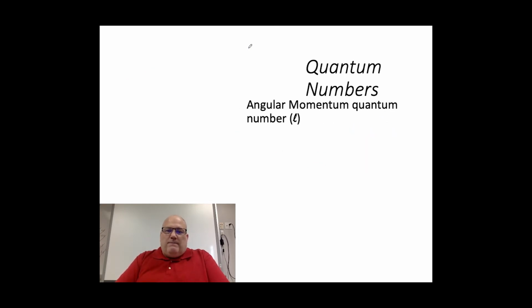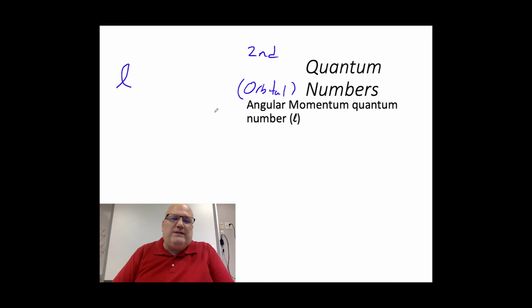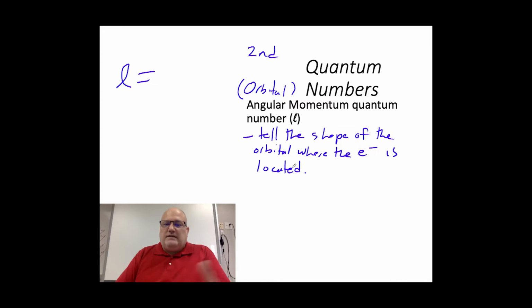The second quantum number is called the angular momentum quantum number, which is really a mouthful. So sometimes we kind of shortcut it and we call it the orbital quantum number. So you may get away with saying that. And the orbital quantum number, it also has a symbol that represents it, and it's this cursive L. So instead of saying the second quantum number, or the angular momentum quantum number, or the orbital quantum number, we can just say L equals. Now, what does the angular momentum quantum number tell us? It tells us the shape of the orbital where the electron is located.